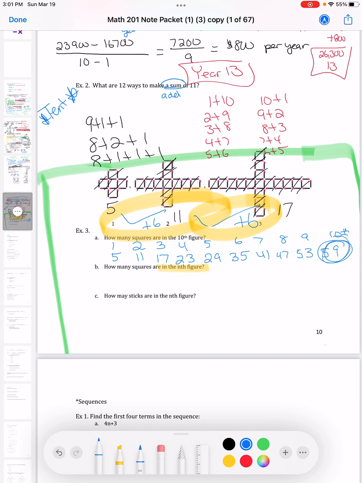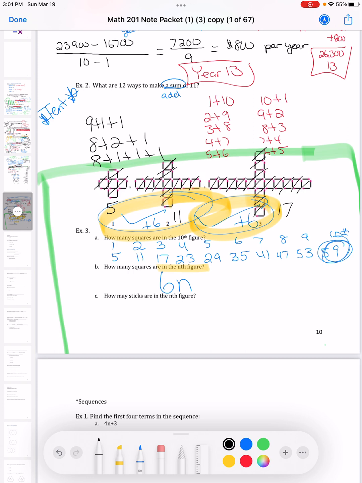I'm going to carry this 6 that I just used, that was my pattern. And I'm going to start with 6n. 6 because that's what I was adding each time. That's what I was increasing by. And n because it said nth figure. Now this isn't my final answer, but it's how I start the problem.